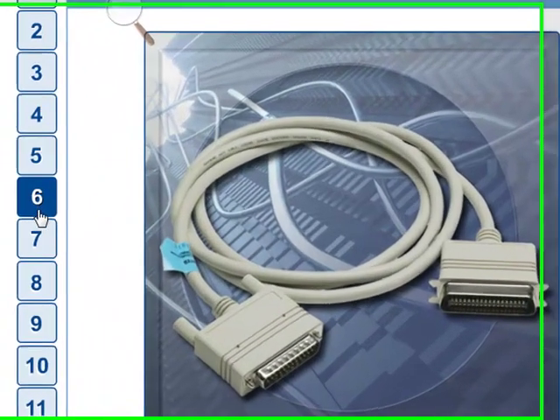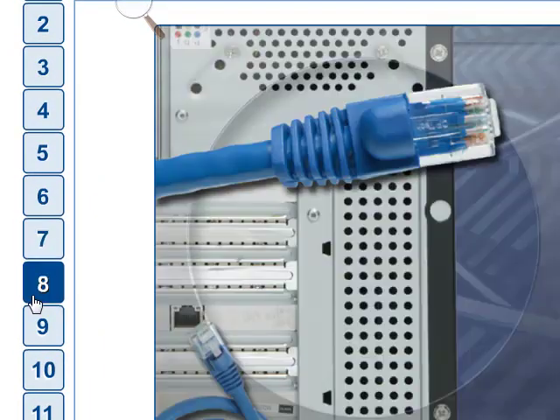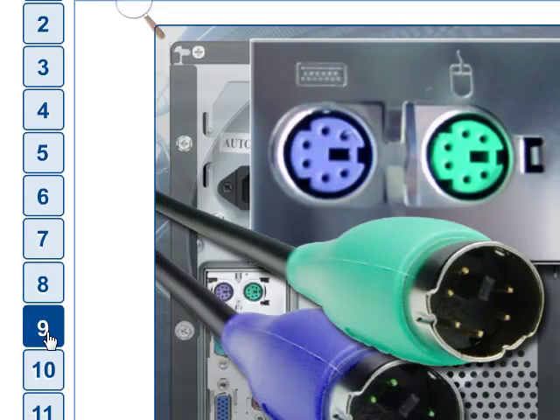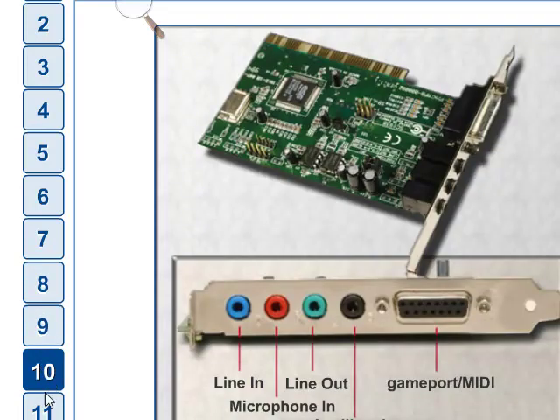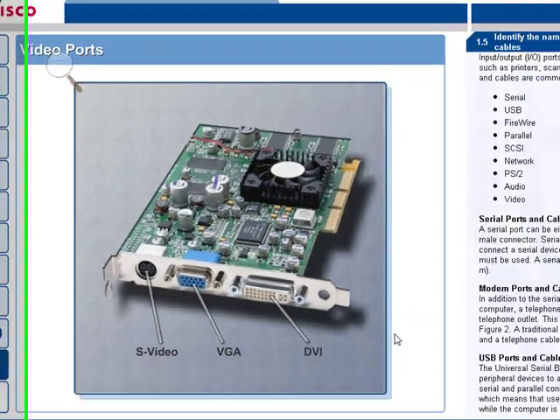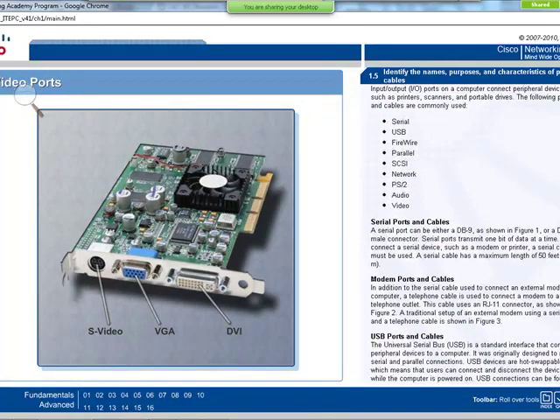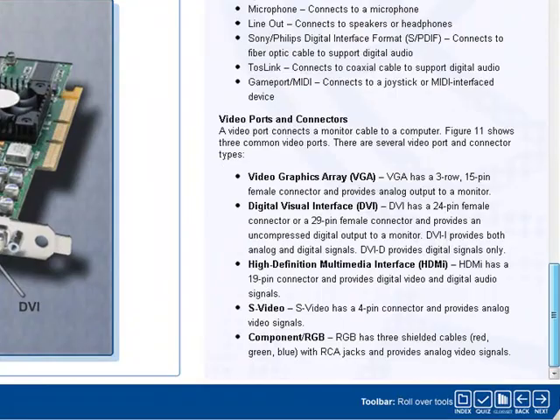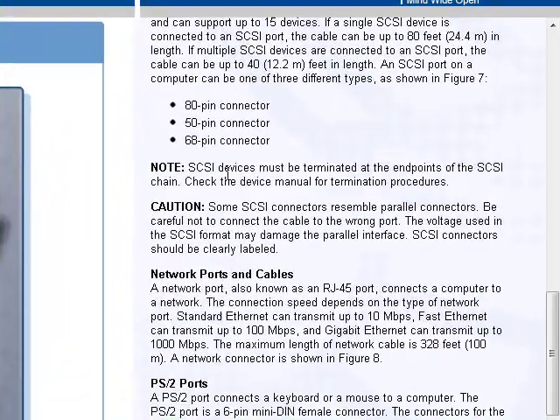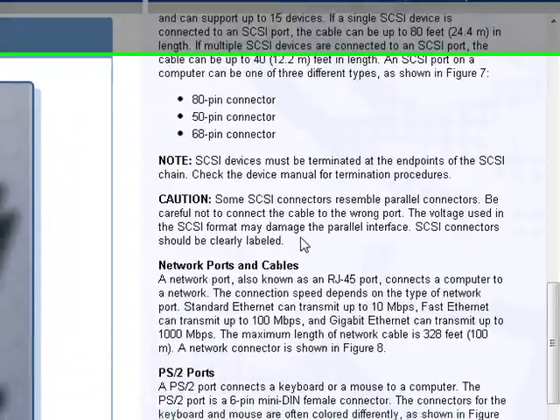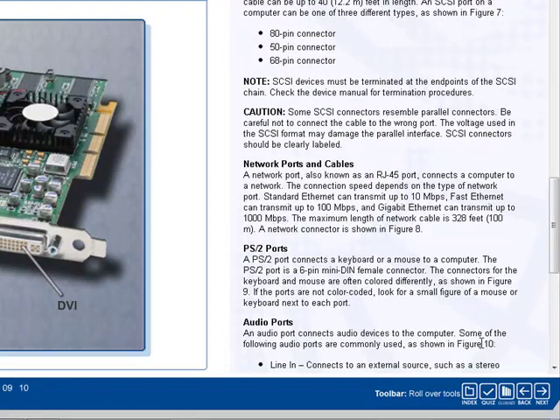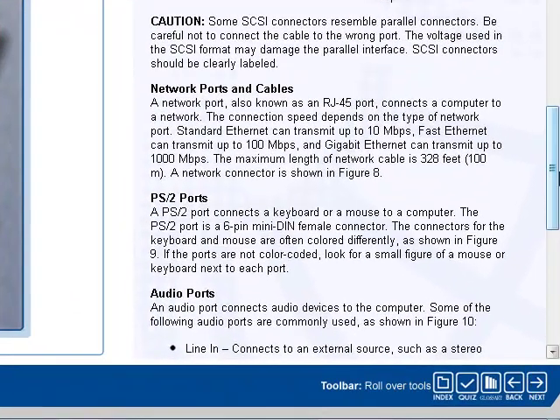This is the old one with the parallel, the SCSI, and the network connector, which is RJ45. Always remember the network connectors are RJ45. Here are the PS/2 ports. Here are the different ports for video and graphics, different methods for connecting, and we have different connectors. We have the 80-pin connector, 50-pin connector, and 68-pin connectors. These are the SCSI cable connectors.